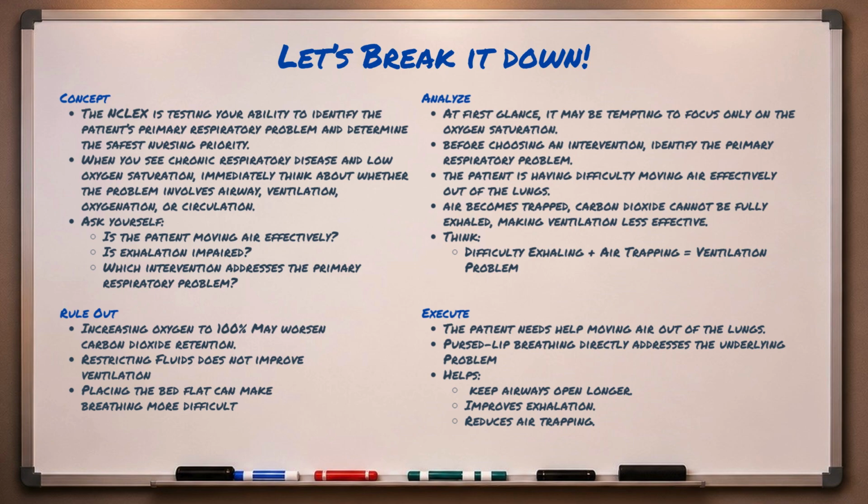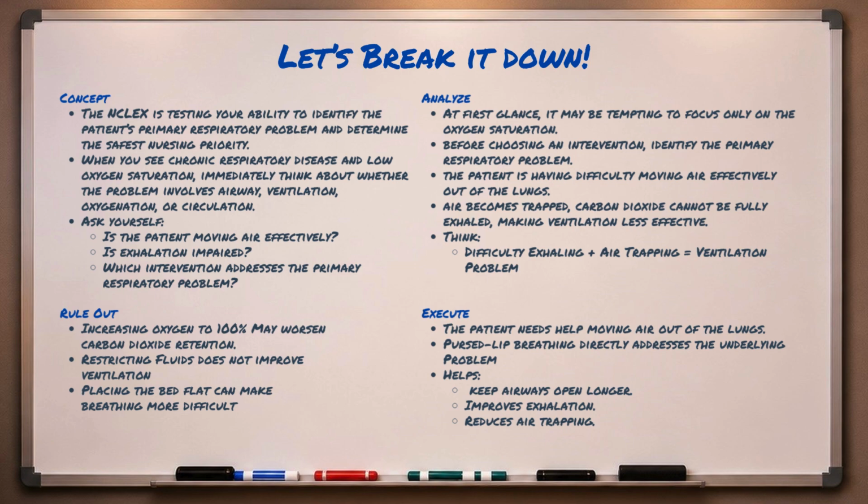Let's start with D, place the patient flat in bed. This would actually make breathing more difficult. Patients with respiratory distress usually breathe better sitting upright. Next is C, restrict fluids. This does nothing to address our patient's immediate concern to ventilate.